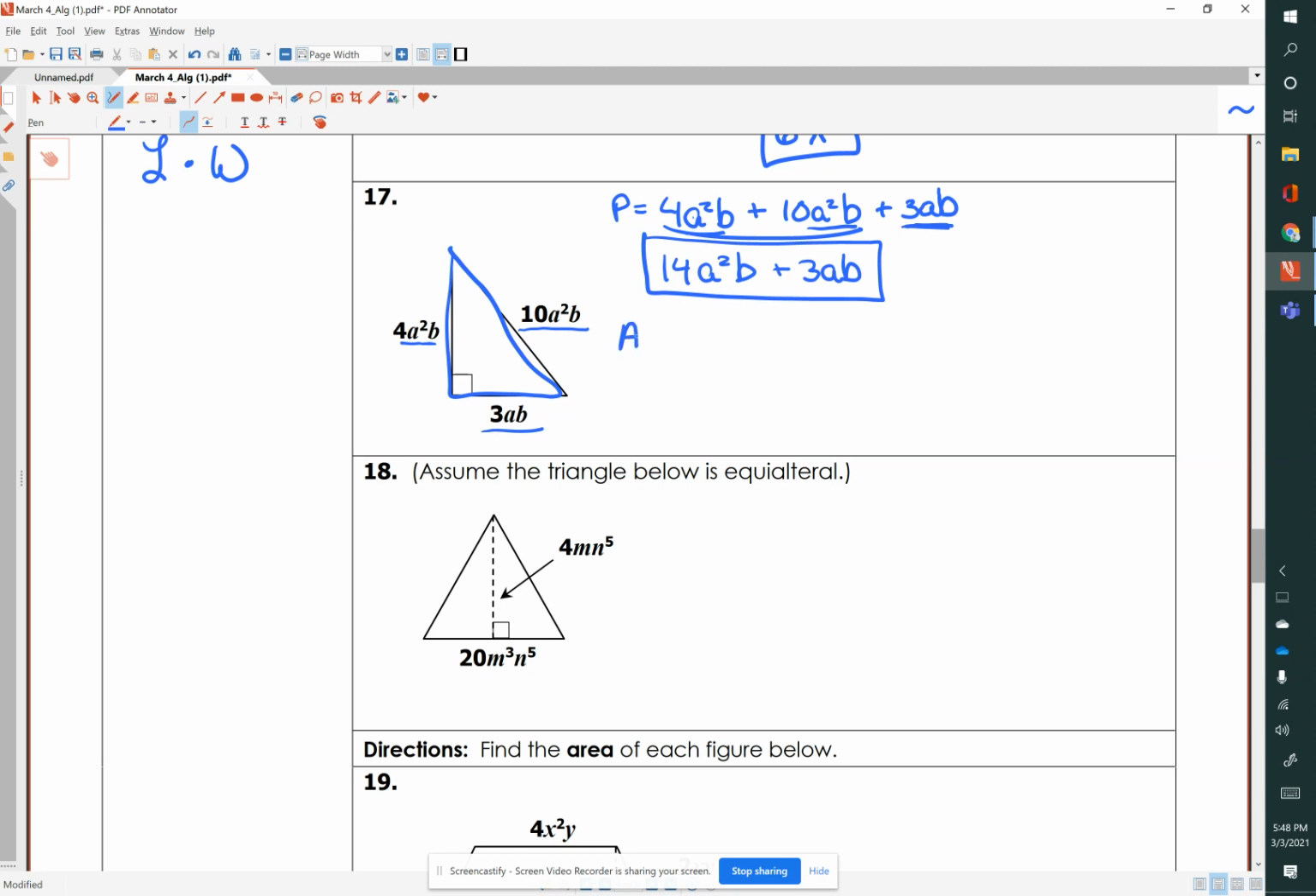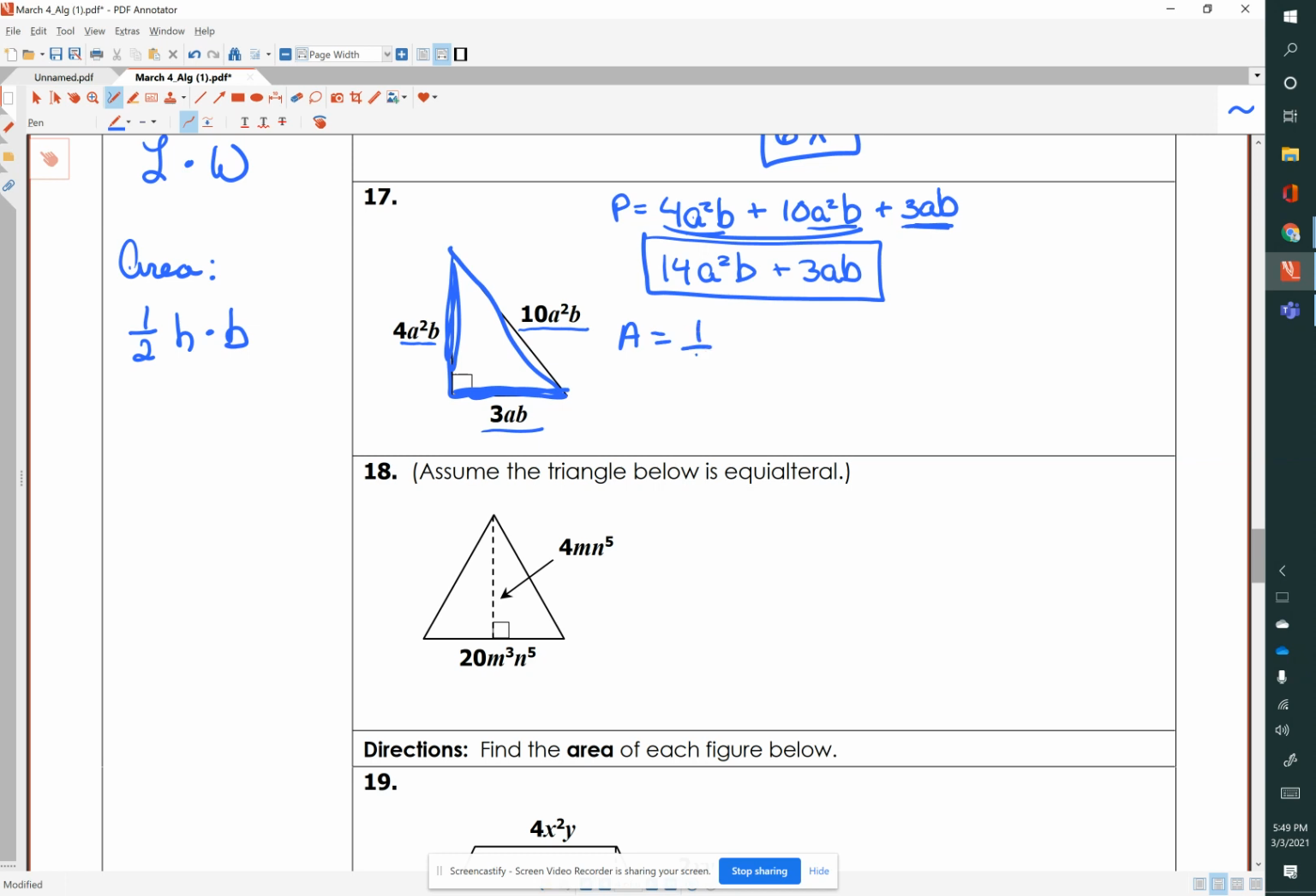Now the area. So let's look at the area of a triangle, which is 1/2 base times height. So we could call the hypotenuse the height. So let's say 1/2 height times base. So this 4a squared b is the height and 3ab is the base.